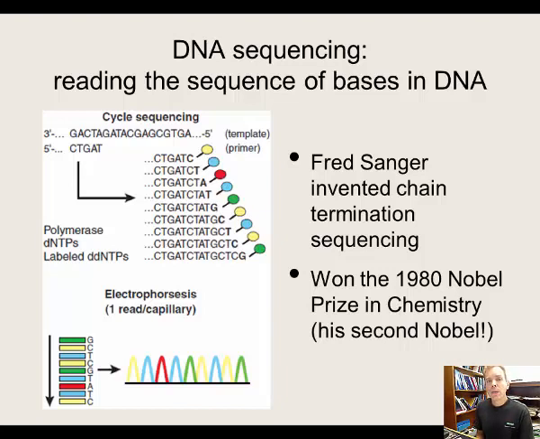Now, another extension of DNA replication is so-called DNA sequencing. This is how we can read the DNA of our genomes. Now, the way this works is it also uses DNA polymerase. However, it uses a special modified base, which I'm going to talk about. This technique was originally invented by Fred Sanger, who was working in the UK, and this is called chain termination sequencing. And for this, he won the 1980 Nobel Prize in Chemistry, and this was his actual second Nobel Prize. He also did work on being able to read the sequence of proteins.